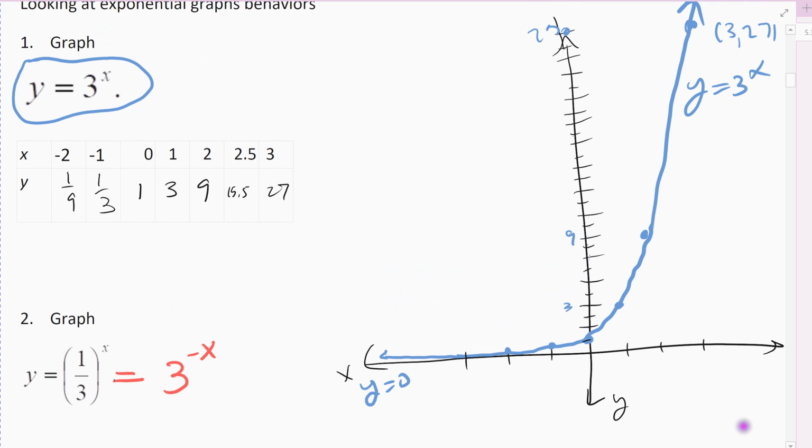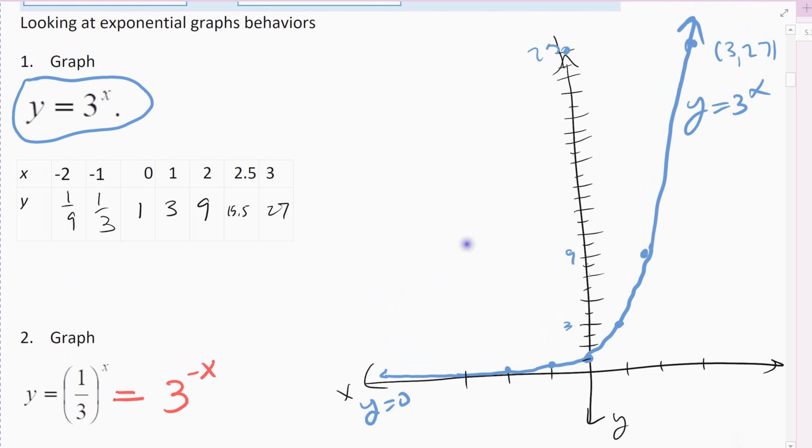If I go over here to negative 3, it's a reflection. I start up here at negative 3, 27. And then I go negative 2, 9, 3, 1. And then I come down. And so again, it has this opposite. It's exactly the opposite, because it's reflected.